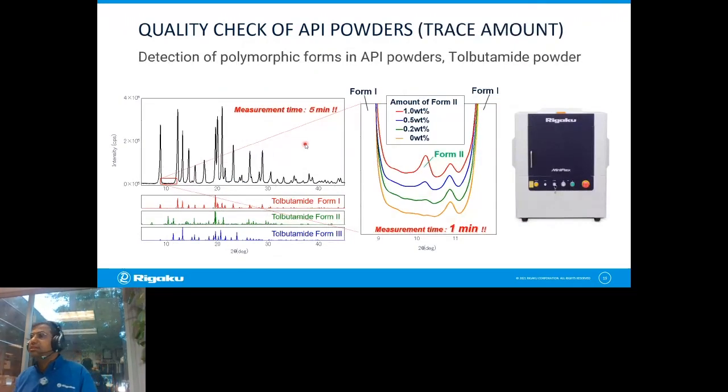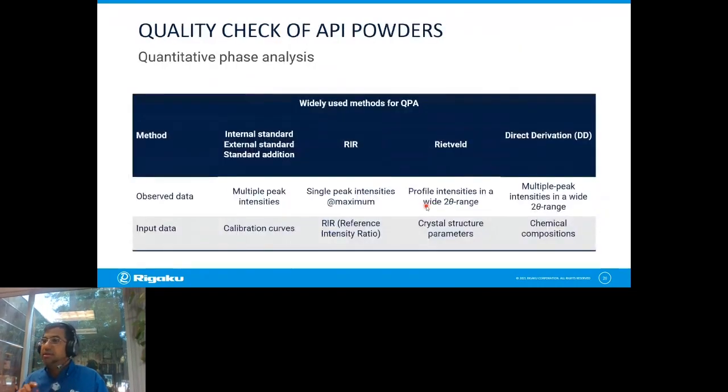How about a trace amount of polymorphic forms? So for example, in this case, our desirable form is tolbutamide form 1. However, we could have a trace form, undesirable polymorphic form, and we can know this very quickly. This is Rigaku's MiniFlex. A 1%, 0.5%, 0.2% of this undesirable form is shown, which could be easily identified in a 1-minute scan. And the lower the better, as I said, so you could easily find out how much the polymorphic form is present.